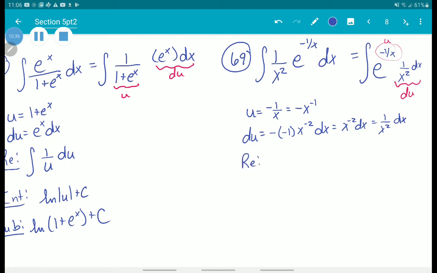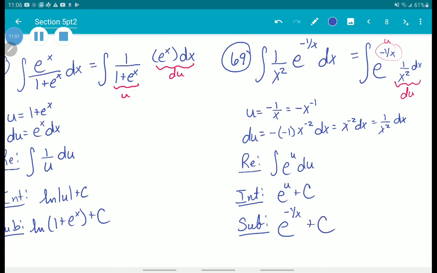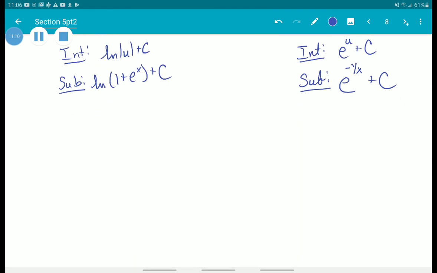So when we do our rewrite, we're integrating e to the u times du. Integrating e to the u gives us e to the u plus c. And then when we substitute in, u was negative 1 over x. Our final answer is e to the negative 1 over x plus c. And then let's do 70.